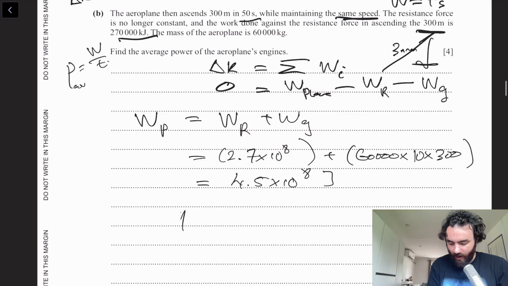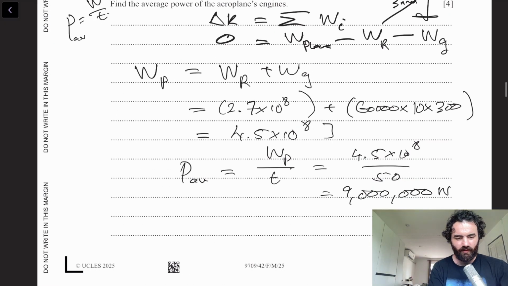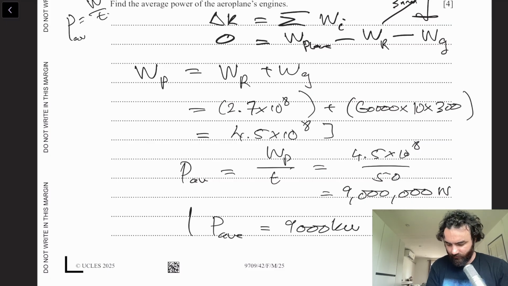Okay, so therefore the average power will equal the work done by the plane divided by the time, which is 50 seconds. So this thing, 8 divided by 50, which gives us 9 million watts, or if you want in kilowatts like they have, the average power would be 9,000 kilowatts.